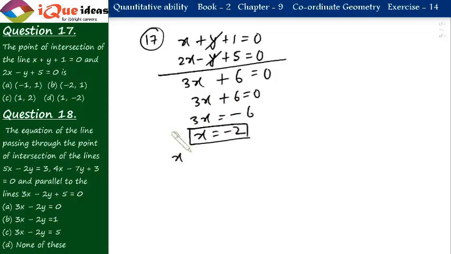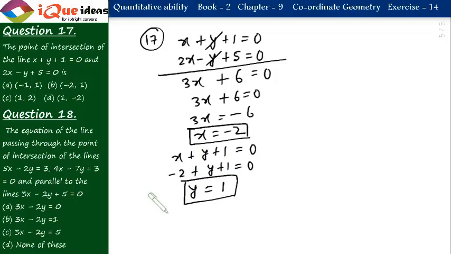Let's put x equal to minus 2 in the first equation. First equation is x plus y plus 1 equal to 0. Put x equal to minus 2, minus 2 plus y plus 1 equal to 0. So from here you get y equal to 2 minus 1, that is 1. So the required point of intersection is minus 2, 1. That is the coordinate of the point of intersection. Minus 2, 1. Alright, that is B option. Okay.